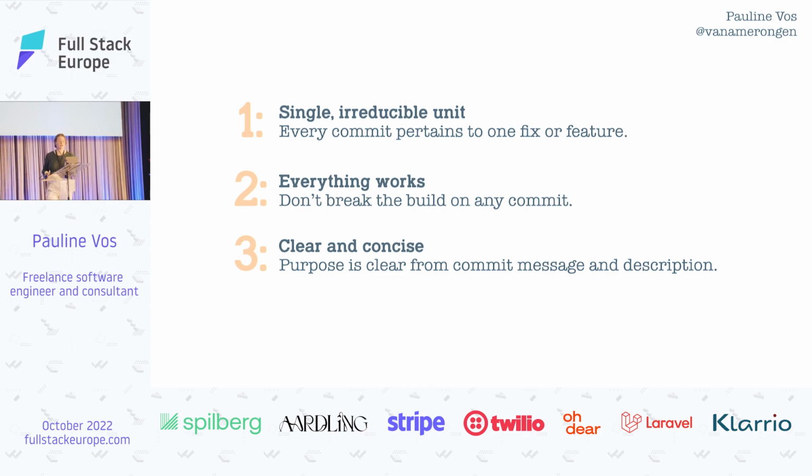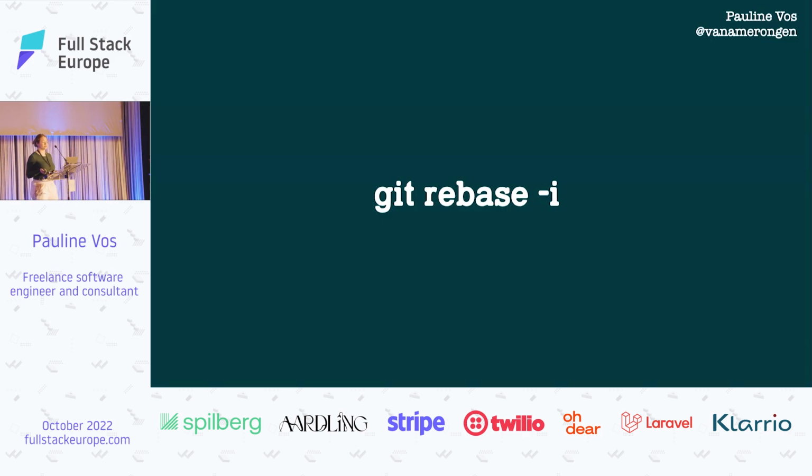And something that is really core to keeping your commits atomic is interactive rebase. I know this is very TLDR, because it's a recap. But interactive rebase, is there anyone here who uses interactive rebasing already? Okay, so quite a few more.